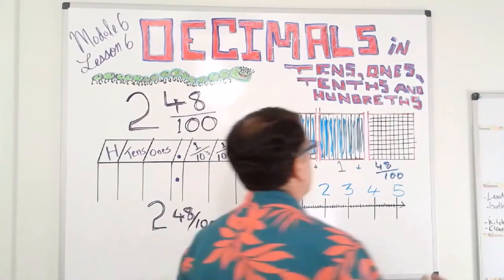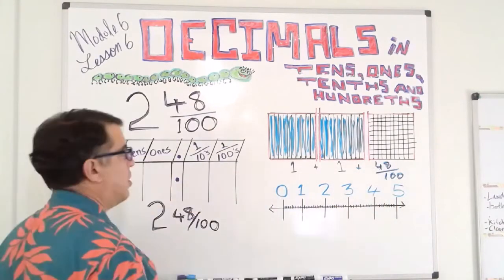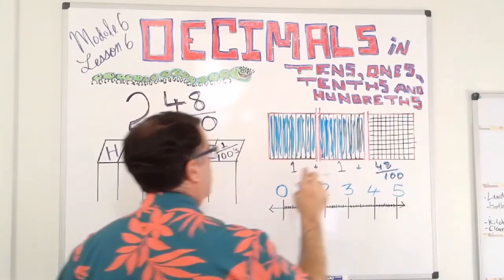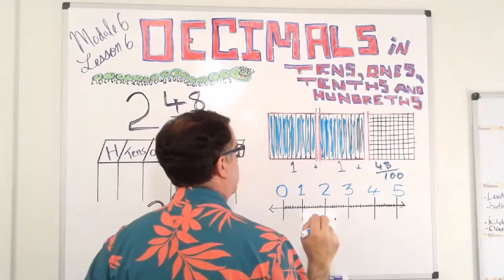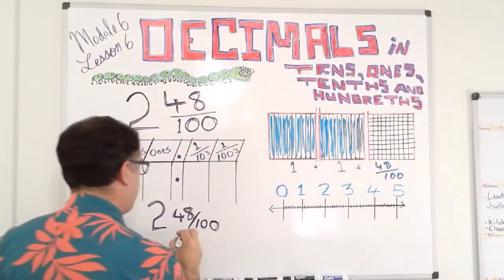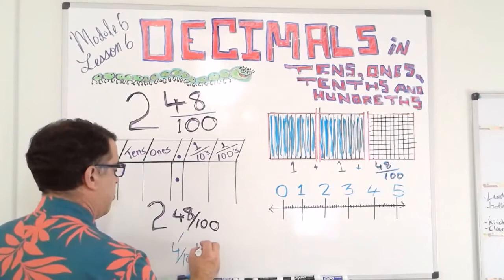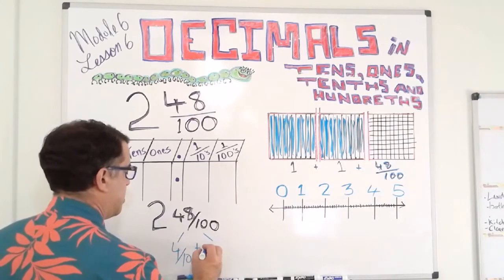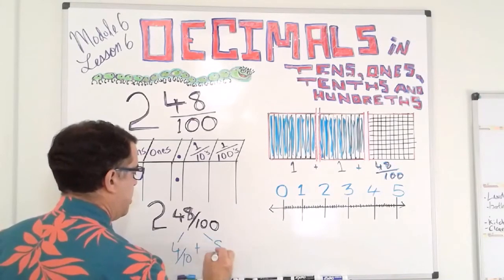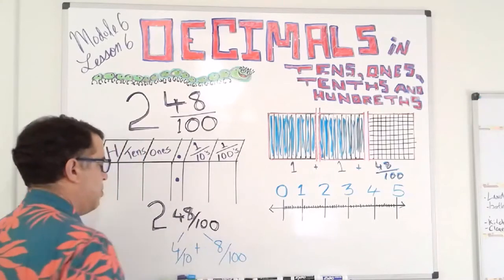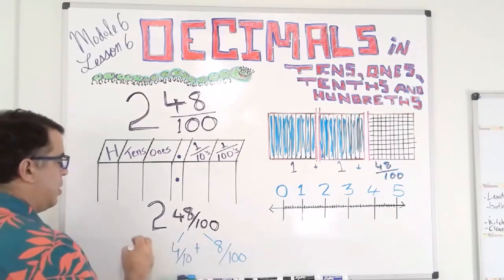I miss it. Okay. So when I say 48 hundredths, remember, we need to break this apart, because if we were looking at it in the decimal, this 4 would be in the tenths, and this 8 would be in the hundredths. So we're actually saying 4 tenths plus 8 hundredths. And of course this 2 is over here too.